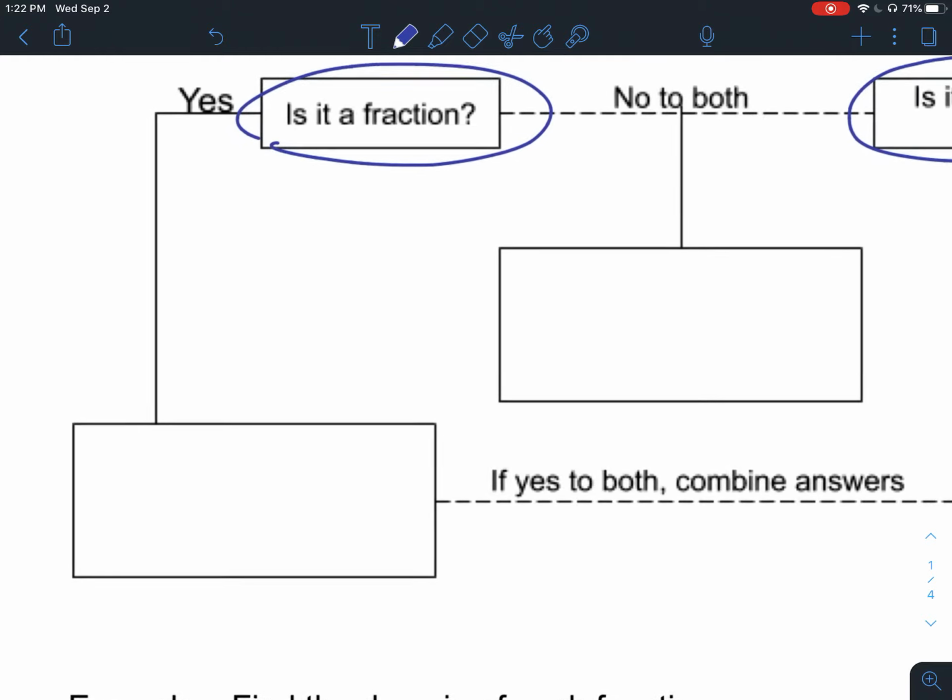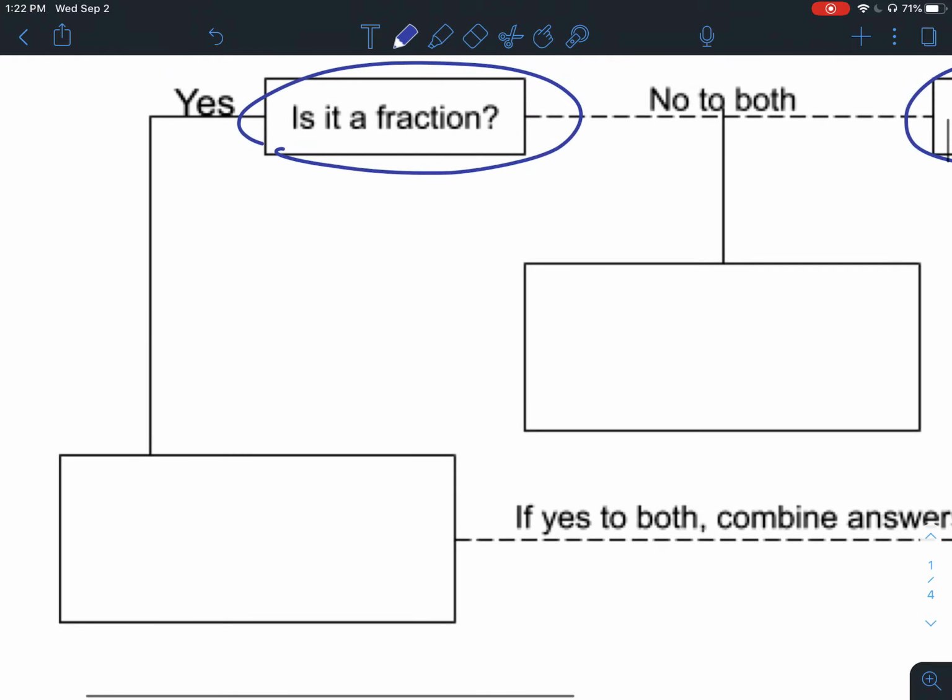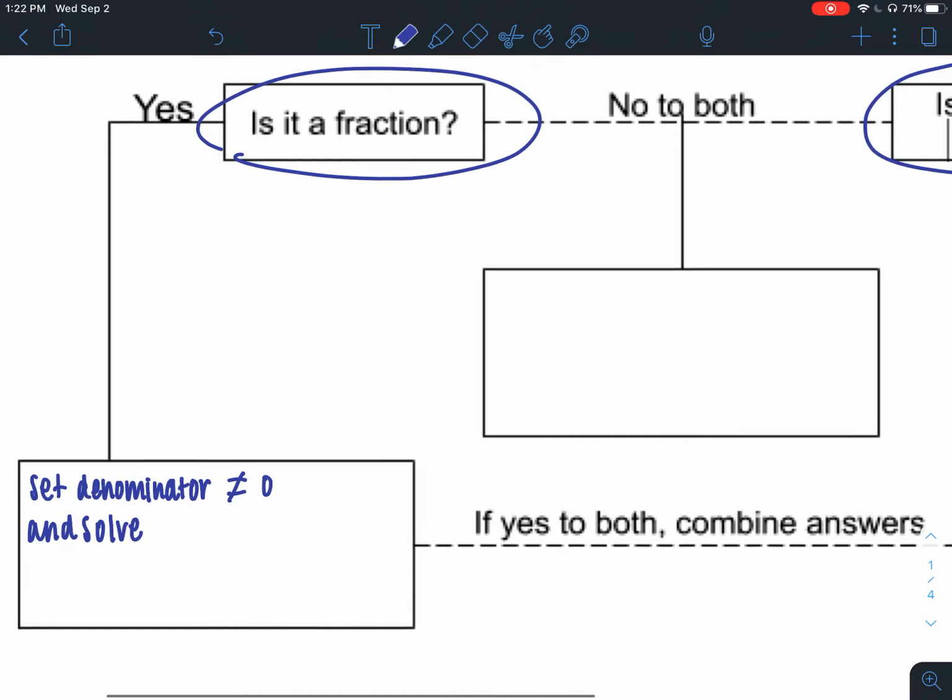So my first one, if I have a fraction, if my answer is yes, then I set the denominator not equal to 0 and solve. Or, in other words, you set it equal to 0 and eliminate the solution.